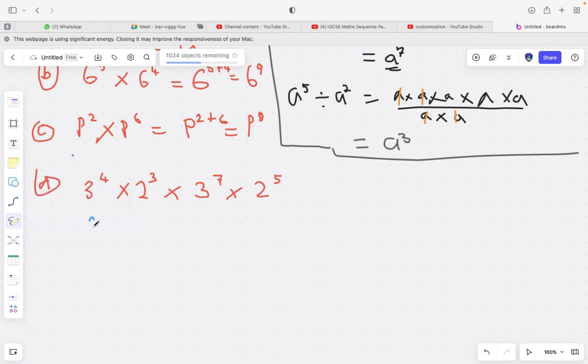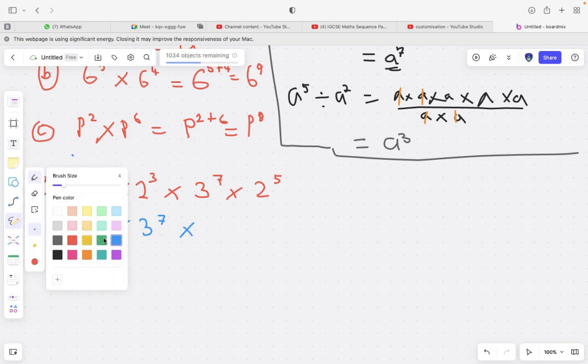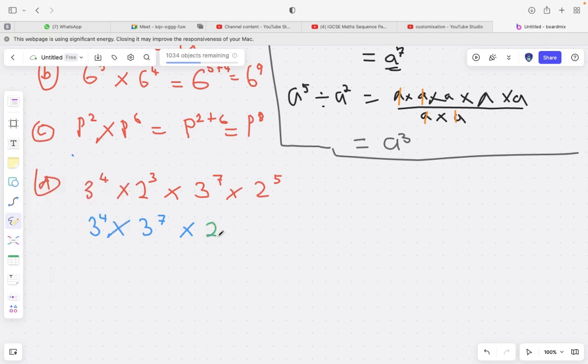Now, 3 to the power of 4 times 3 to the power of 7. These have the same base. Then times, now we go to 2: 2 to the power of 3 times 2 to the power of 5. So what we did was take this and this because they have the same base, and then this and this because they have the same base. We just rearranged them.